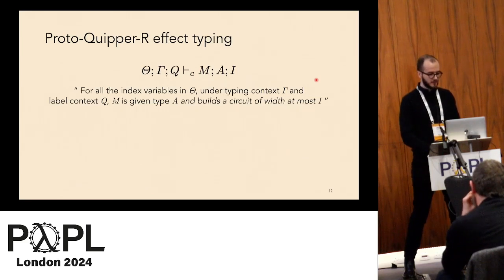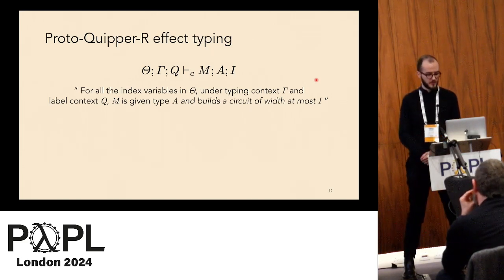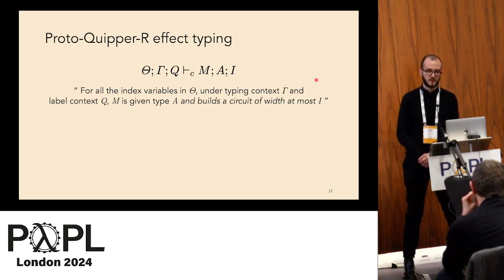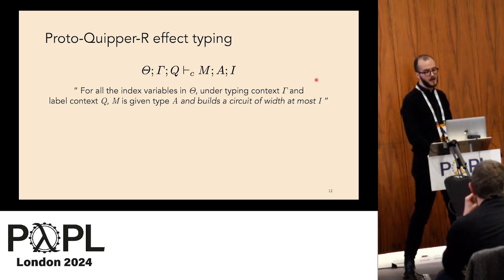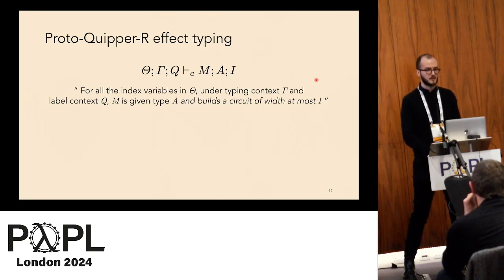And the second ingredient in our analysis is effect typing. So our type system revolves around a typing judgment of this form, which reads: for all index variables in theta, under typing context gamma, which gives types to variables, and label context Q, which gives types to the wires in the underlying circuit, M is given type A and builds a circuit of width at most I. So in this case, I is still an index, but it's an effect annotation that tells us something about the side effect released by the program.